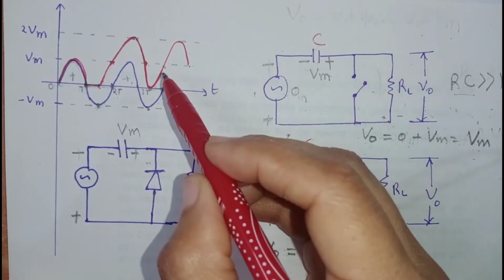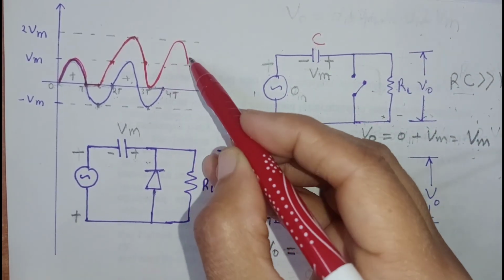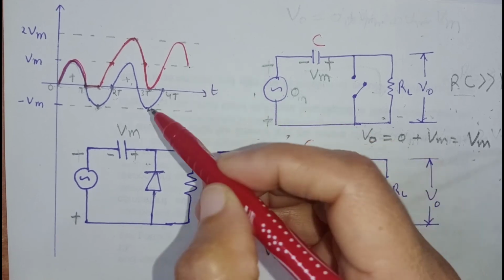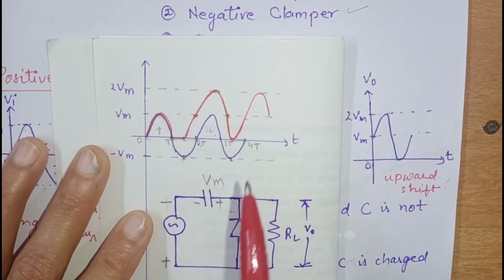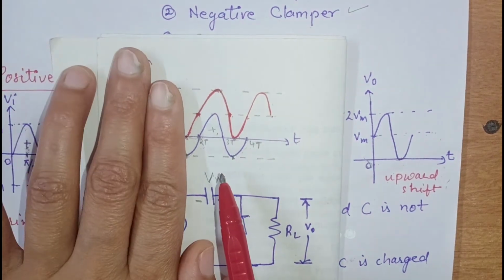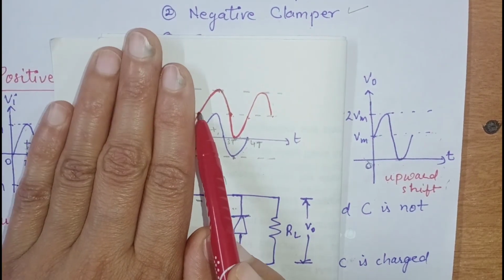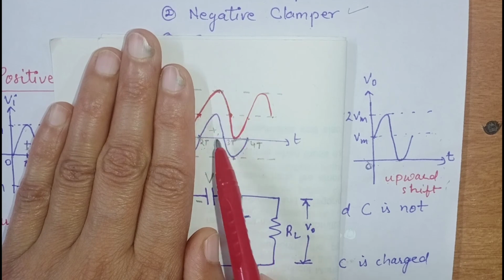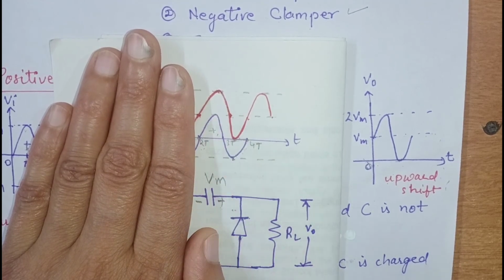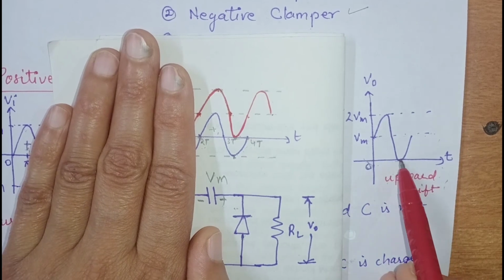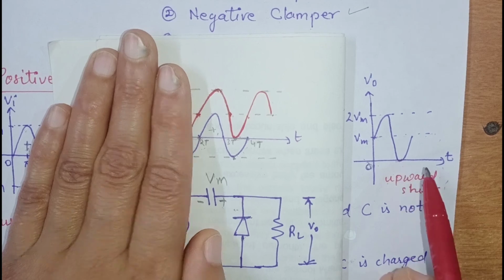Again, during the positive half cycle this wave will go up to 2Vm. So the cycle continues. The overall steady state response starts from here. The overall steady state response of this positive clamper will be this one. The output waveform will look like this.